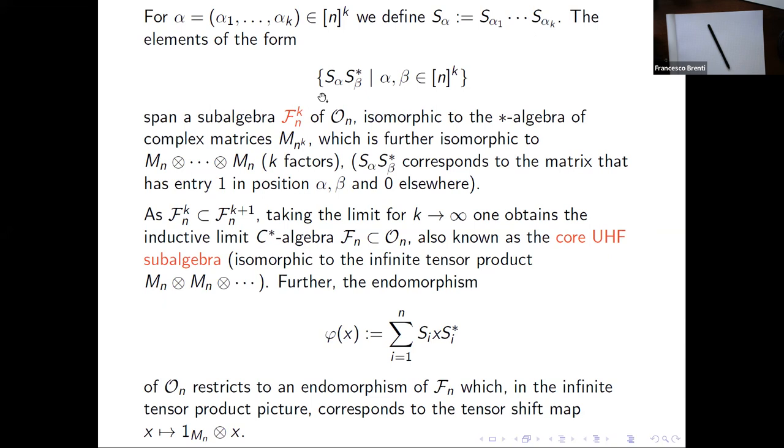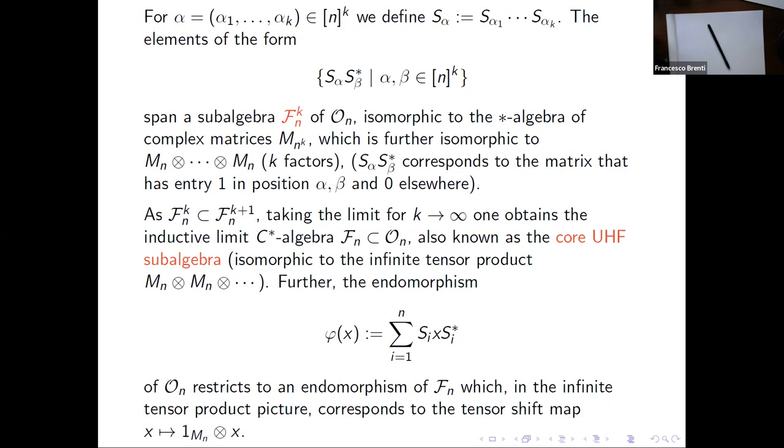So now this spans a subalgebra. And one can see that this is really isomorphic to the C-star algebra of complex matrices of size n to the k. You can see this because this monomial corresponds to the matrix that has entry 1 in position alpha beta and 0 elsewhere. So linear combinations of these are the same thing as matrices of size n to the k. And of course, this is also Mn tensor Mn, et cetera, k times.